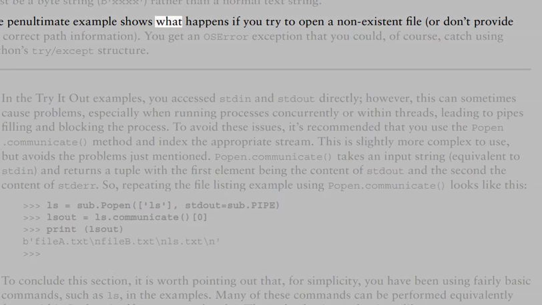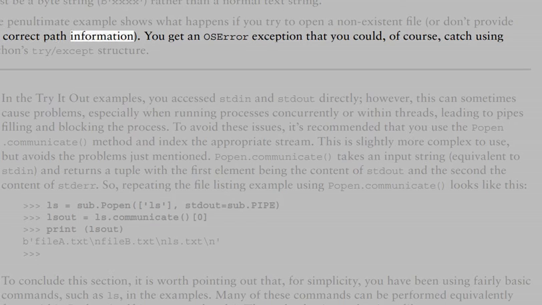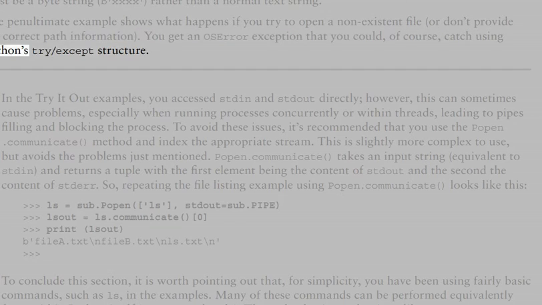The penultimate example shows what happens if you try to open a non-existent file, or don't provide the correct path information. You get an error exception that you could, of course, catch using Python's try/except structure.